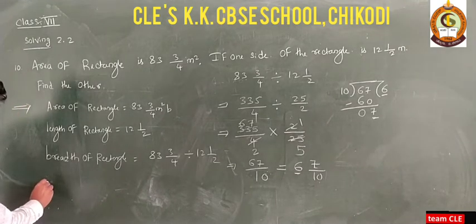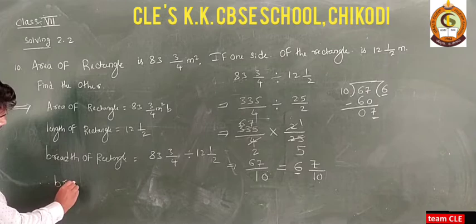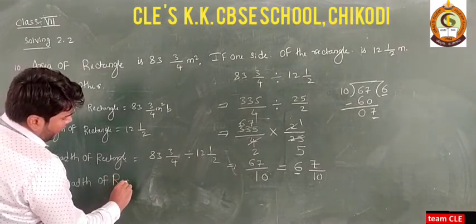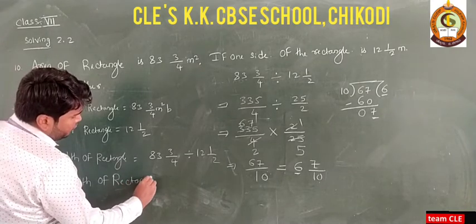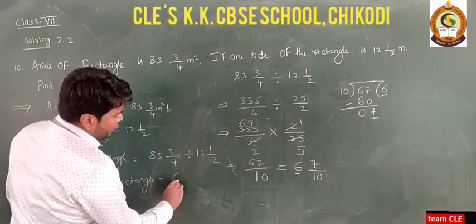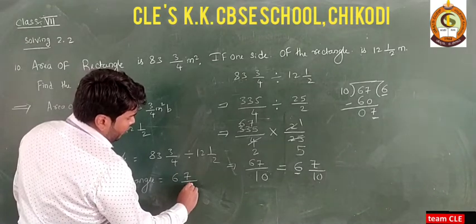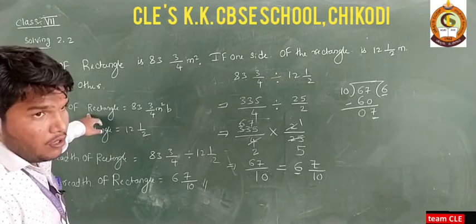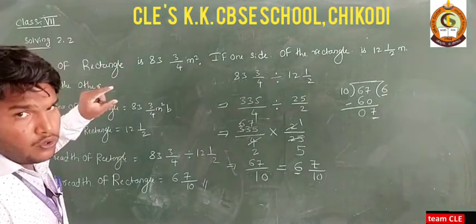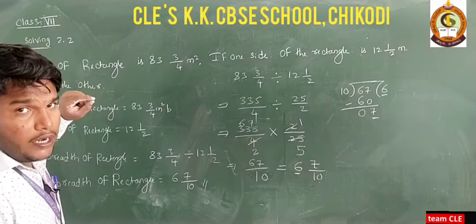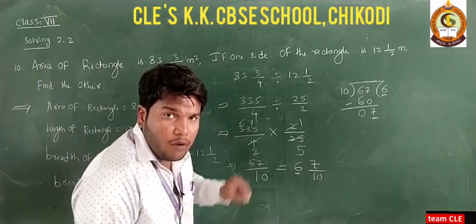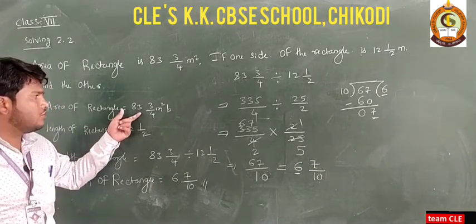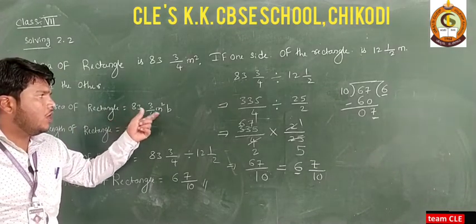So therefore we can write the breadth of the rectangle is equal to 6 7/10. Okay, so first write the given things. Before understanding the question, you should know the rectangle figure, and in that figure what is called length and what is called breadth. They are given in the question. Area of rectangle is equal to 83 3/4 meter square.